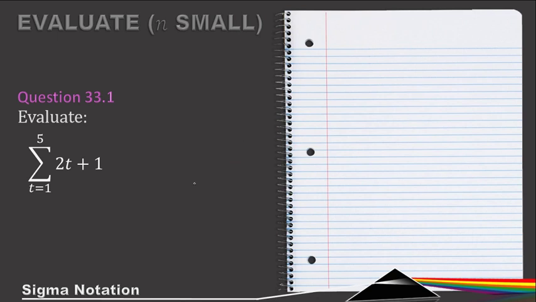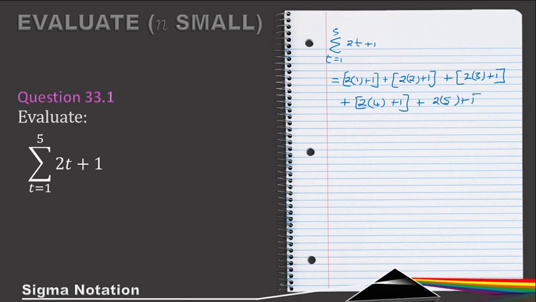Right, now for question 33.1, first of all, we see that we have the sum of 2t plus 1 from t equals 1 up until 5. So I'm going to substitute in the values for t. So we've got 2 times 1 plus 1, plus 2 times 2 plus 1, plus 2 times 3 plus 1, plus 2 times 4 plus 1, and finally 2 times 5 plus 1.